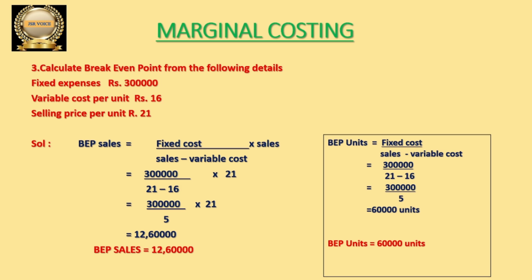So we can substitute the values now. In the place of fixed cost 3 lakhs divided by, in the place of sales 21 minus variable cost 16 and into sales 21. Okay. And next, in the next step 3 lakhs divided by 21 minus 16, we get 5 into 21 as it is. And if you do that calculation in the calculator, that is 3 lakhs divided by 5 into 21, you will get 12,60,000. That is BEP sales 12,60,000. That is the answer here.